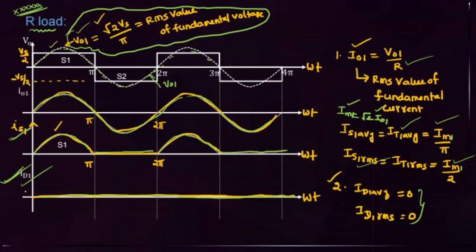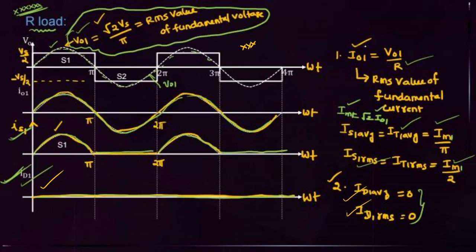Then for purely resistive load, you have to write this formula. Very important. These are the analysis points. For purely resistive load, there is no conduction of the feedback diodes. I told already, for resistive loads, feedback diodes will not conduct. That's why, by giving the resistive load, if it is asked what is the average diode current and what is the RMS diode current, it is equal to 0. Resistive loads, the diodes will not conduct.